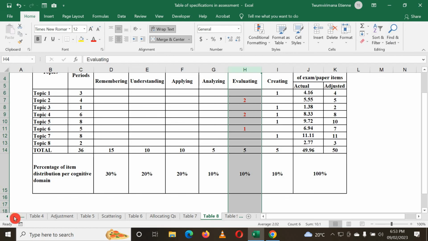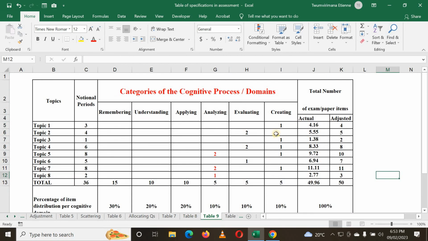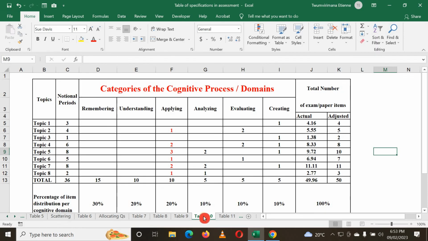I go to the next table, number 9. You see now analyzing, you can see I put questions, and if I have jumped here, I can put some questions here, 2 to 1, and you see I start increasing the number, 2 to 1. You can see. I go next. Yeah, this is 10. Applying now, I put questions. Remember to check if your questions are not going to exceed 5, 4, 2. You can see.